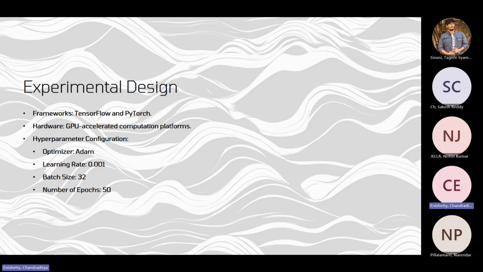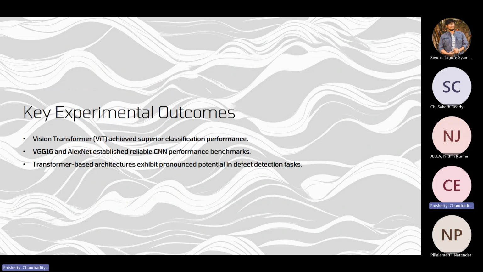Coming to the experimental design, we have used TensorFlow and PyTorch as the frameworks, and GPU-accelerated computation platforms as the hardware. For hyperparameter configuration, we used Adam as the optimizer, a learning rate of 0.001, a batch size of 32, and 50 epochs. The key experimental outcomes are that the vision transformer achieved superior classification performance, while VGG16 and AlexNet established strong CNN benchmarks.